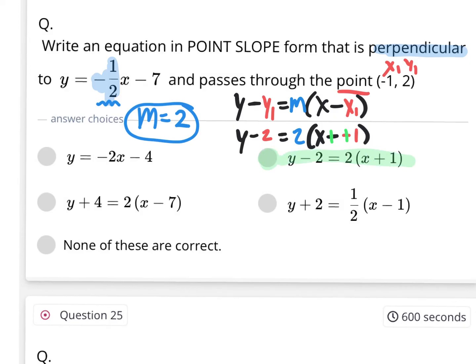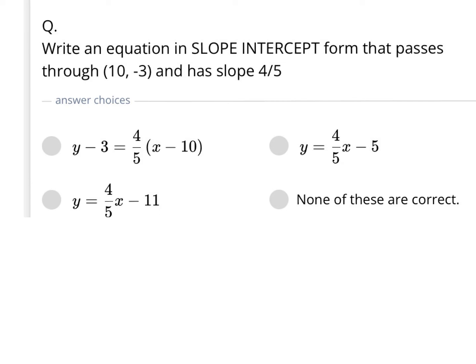Okay, let's move on. This one's a little more entertaining. They want us to write it in slope-intercept form, not point slope form. So right off the bat, you could eliminate this guy. That's in point slope form. You want it in y equals mx plus b, maybe this one, maybe that one, maybe none of these, right? So what do we have here? They give us a slope, they give us a point.